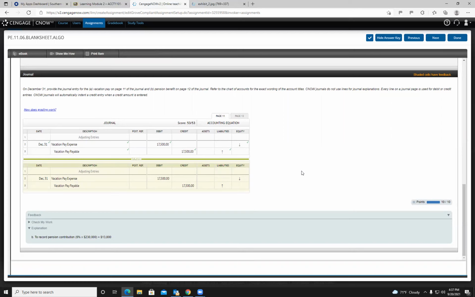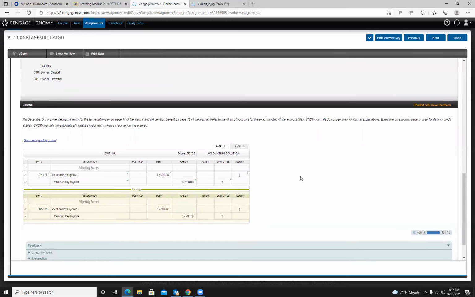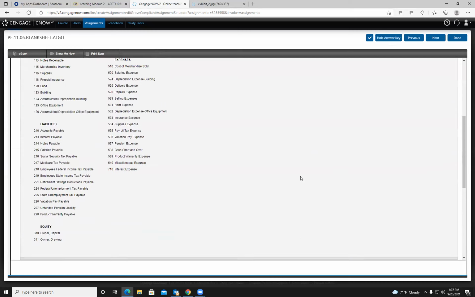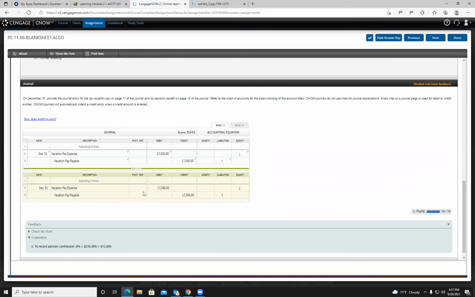So we're going to go ahead and journalize the vacation. It tells us that the employees earned vacation pay of $17,500 for the period. Okay. So we set up the payable and go ahead and record the expense. And we do that at the end of the year, because as employees use their vacation, we will debit the payable and credit salaries payable. Okay.